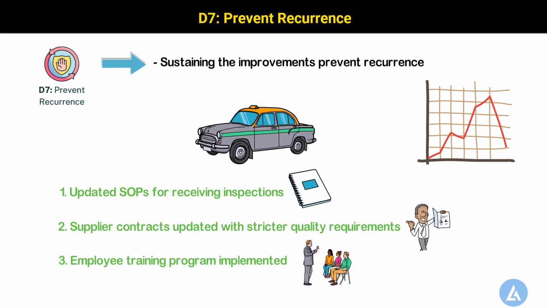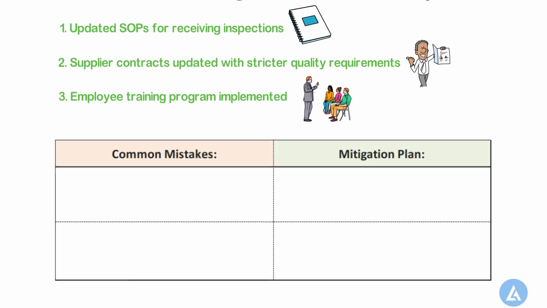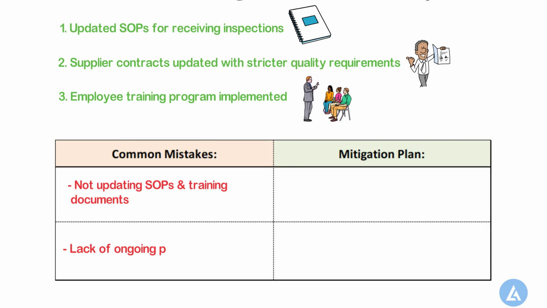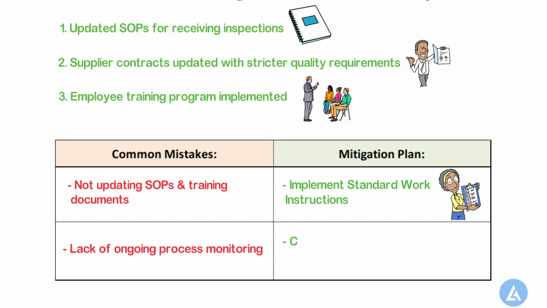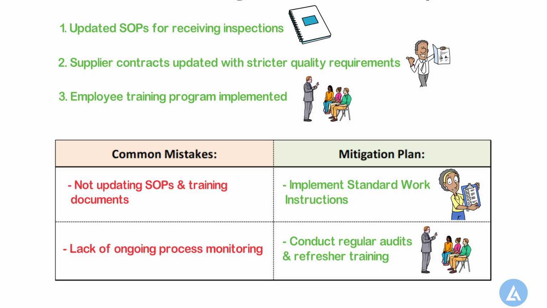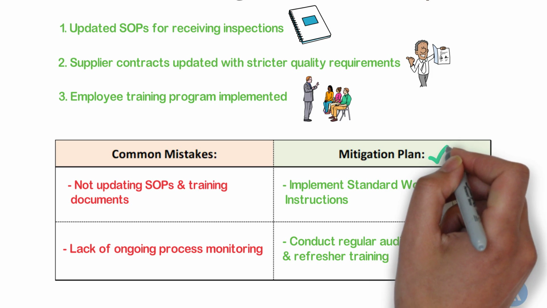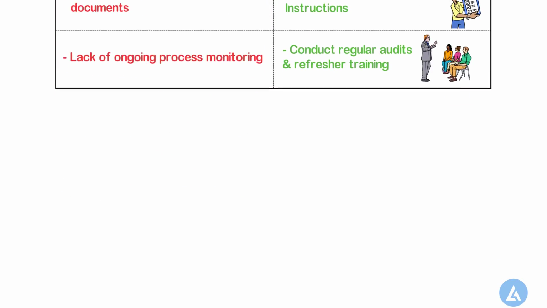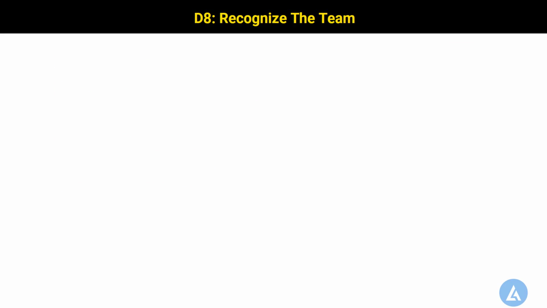What are the common mistakes that professionals make as a part of this step D7? Not updating SOPs and training documents, and lack of ongoing process monitoring. To avoid those mistakes, we can have a mitigation plan like implementing standard work instructions, conducting regular audits and refresher training. Once we are ready with the preventive measures to prevent the reoccurrence of the problem, we can move to the next step, which is D8, recognize the team.